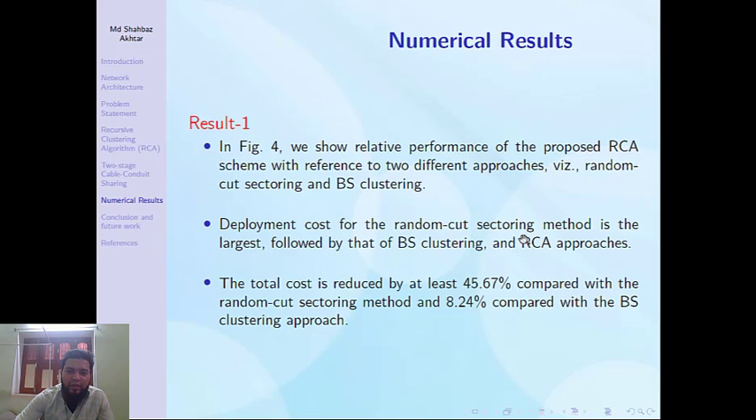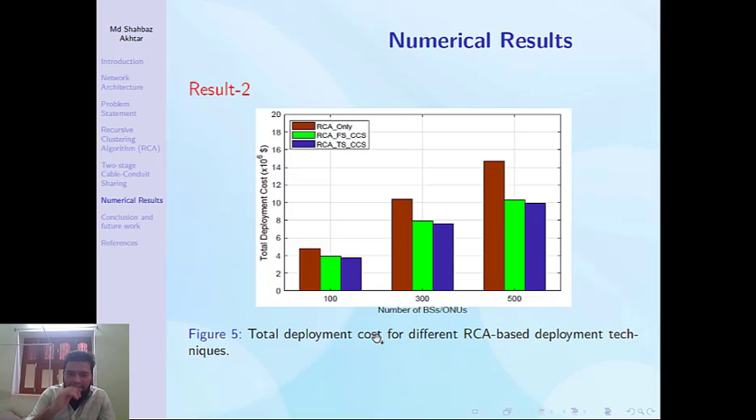In the relative performance result, we have shown that the total deployment cost is reduced by at least 45.6% compared with the random sectioning approach, and 8.2% compared with the base station clustering. These are the minimum percentages of savings we have obtained.